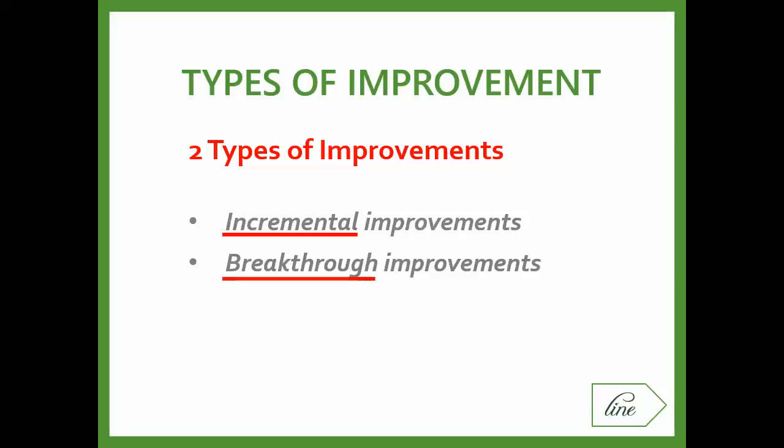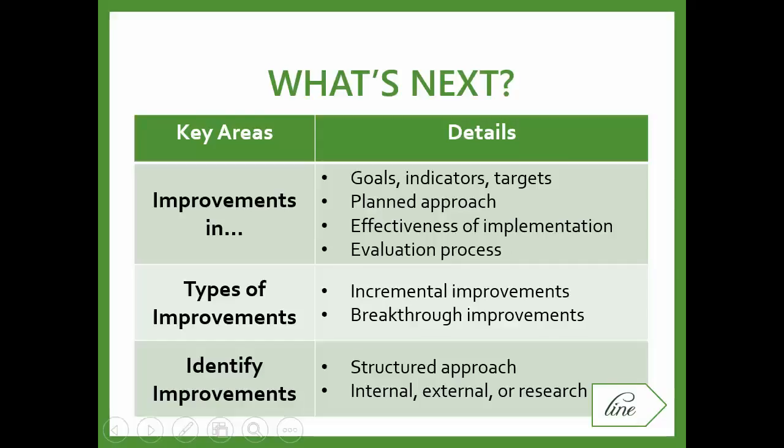So remember, when you look at incremental improvements, typically these are aligned to changes in terms of deployment. When you look at breakthrough, these are typically changes that are done at the plan approach level. Okay. Now, in summary, these are the three key things that you want to look at. What's next after evaluation? You want to ask yourself, can I improve in the way that I write my goals, my objective, my indicators, my targets? Can I improve my plan approach or effectiveness of my implementation, or even my evaluation process? And then the other thing you want to take note of is the different types of improvements: incremental improvements, which are tied to changes in terms of deployment typically, and breakthrough improvements, which are tied typically to plan approach improvements.